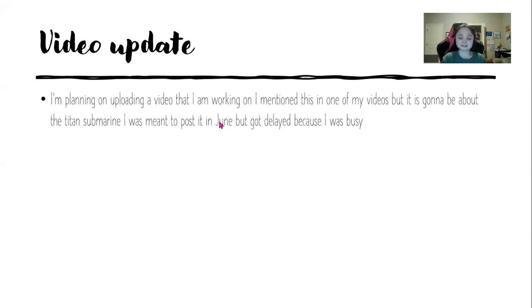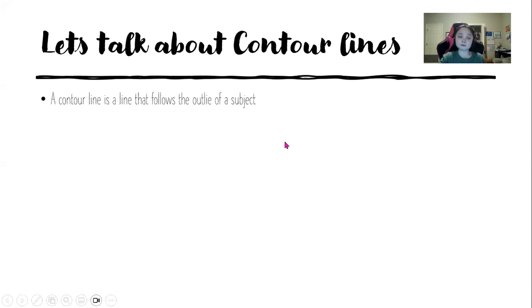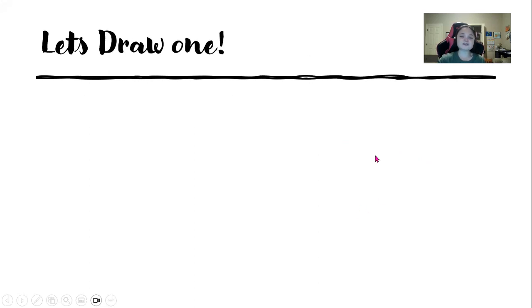Okay, so let's get started. So let's talk about contour lines. In my definition, a contour line is a line that follows the outline of a subject. So that's kind of my definition of it. So let's go ahead and draw one.